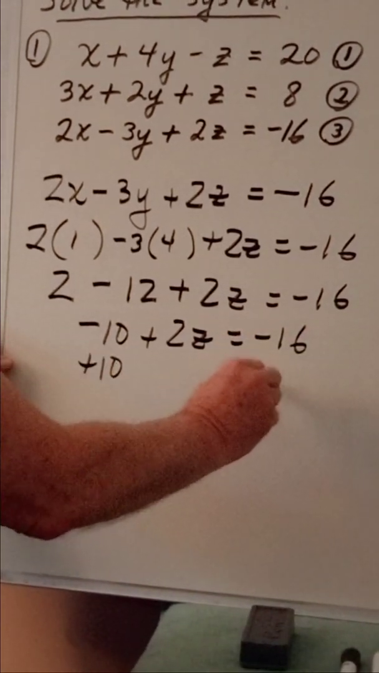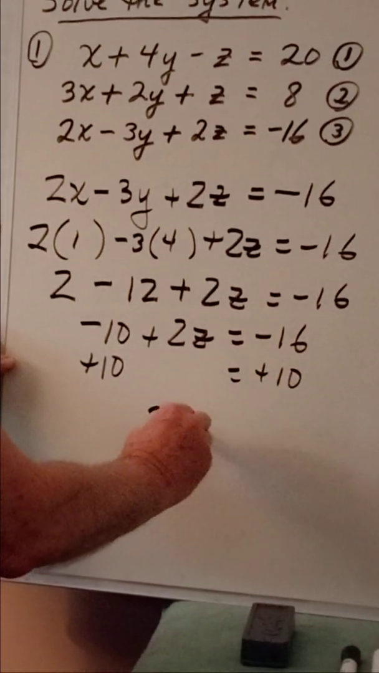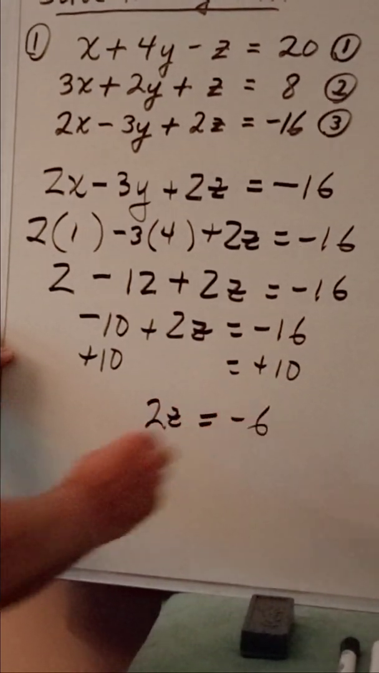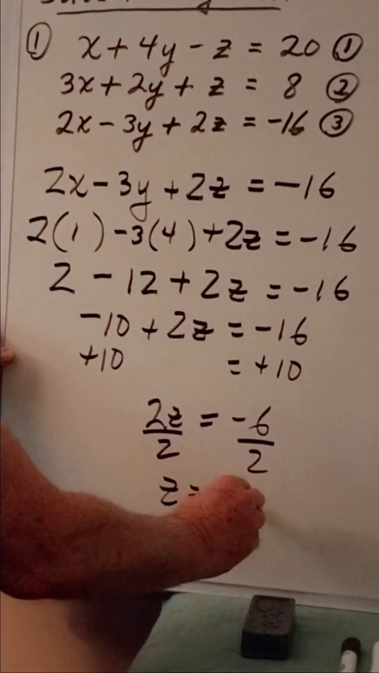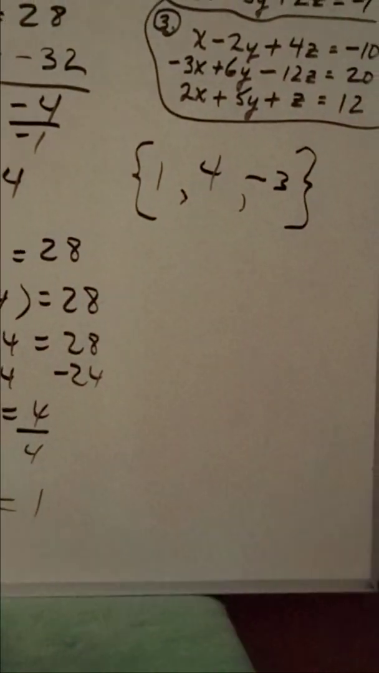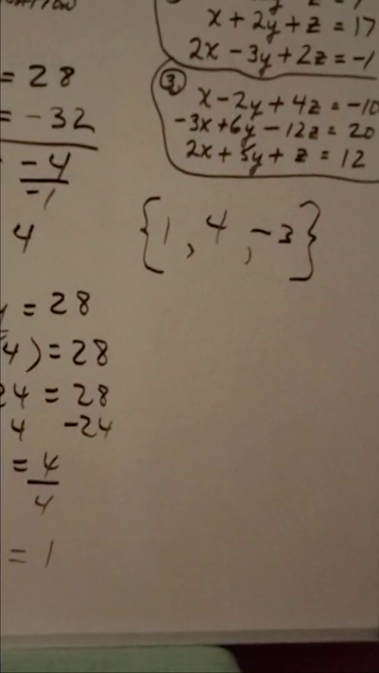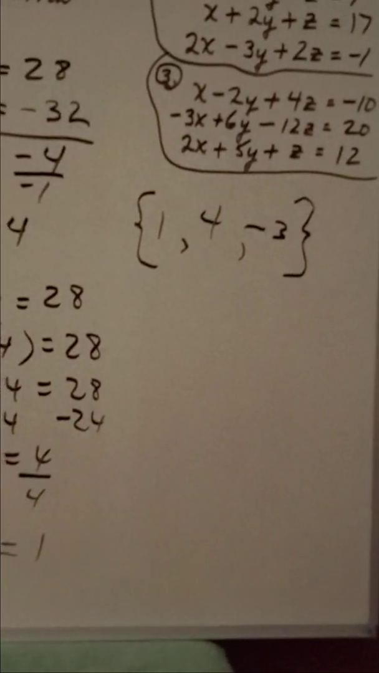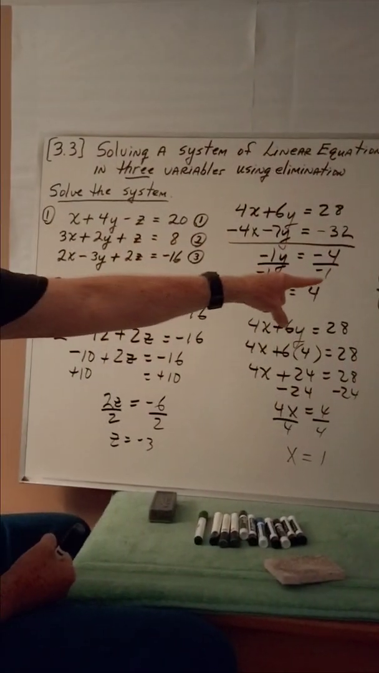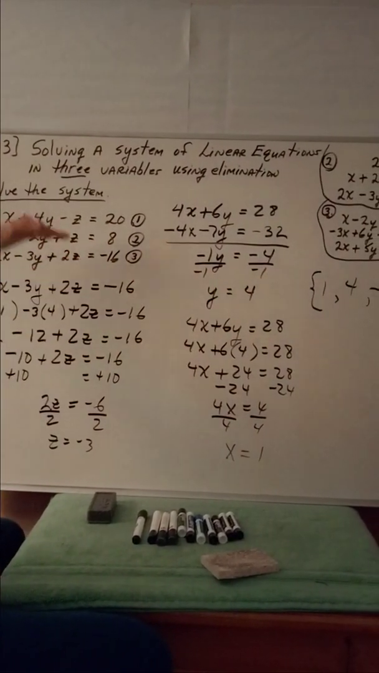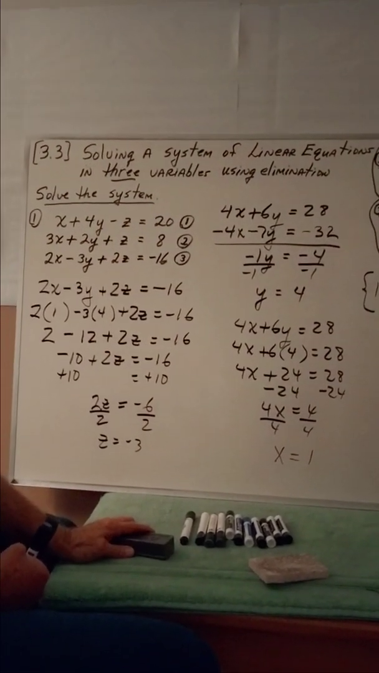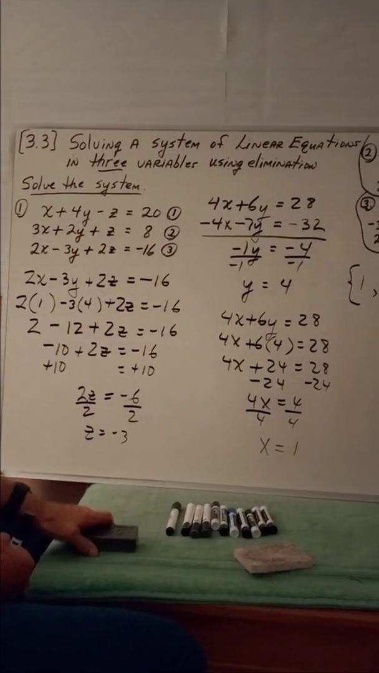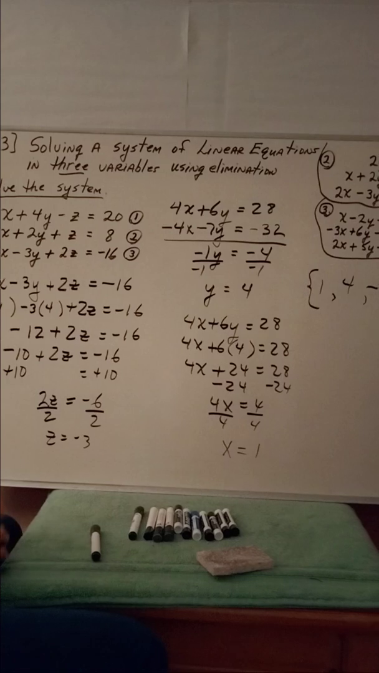Positive 10, positive 10. 2z is equal to negative 6. Over 2, over 2. Z is equal to negative 3. Stick that negative 3 in the z spot. The ordered triple is 1, 4, negative 3. If you want to make the check, you can take that ordered triple and substitute those into each one of these equations just to verify that it is true, but we're not going to do it. I think we have a good answer for this particular one.